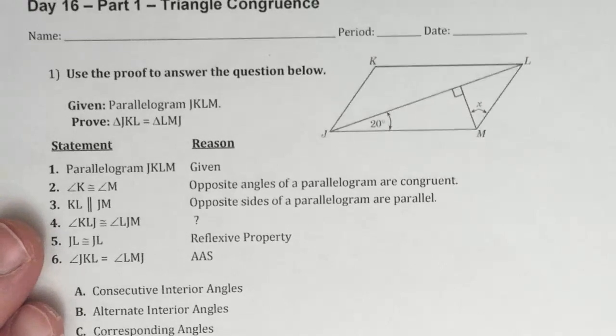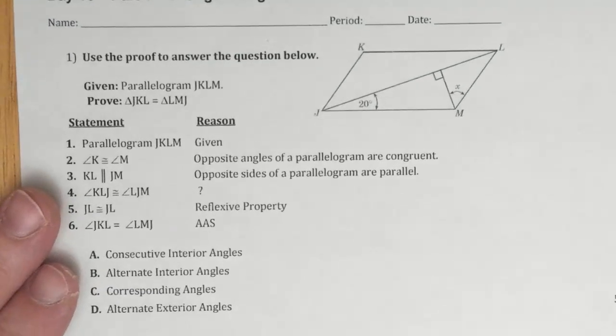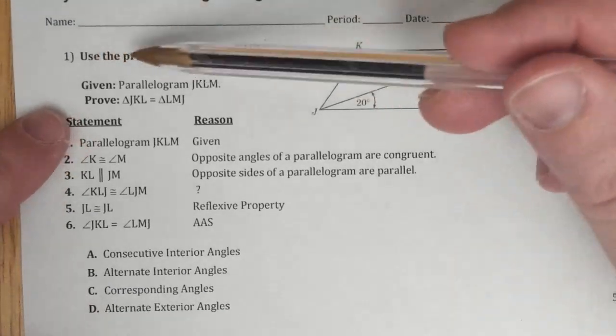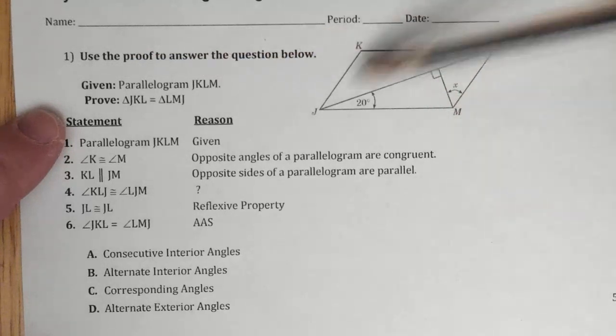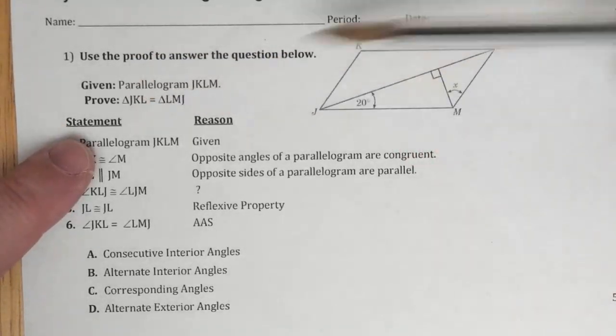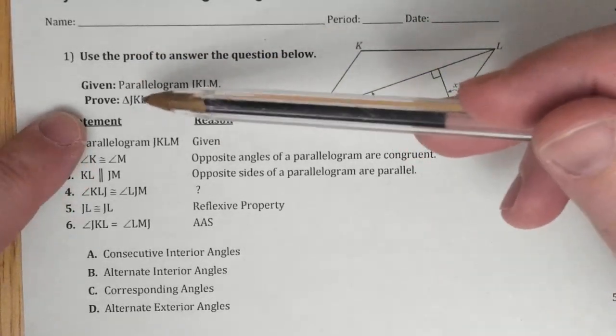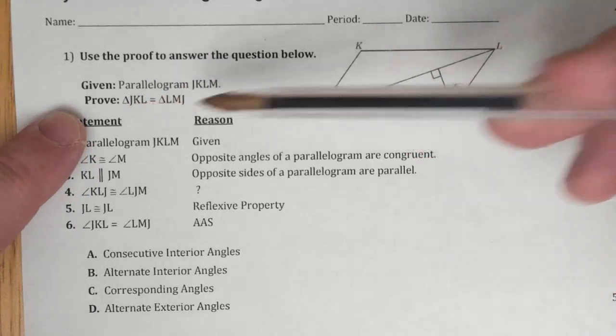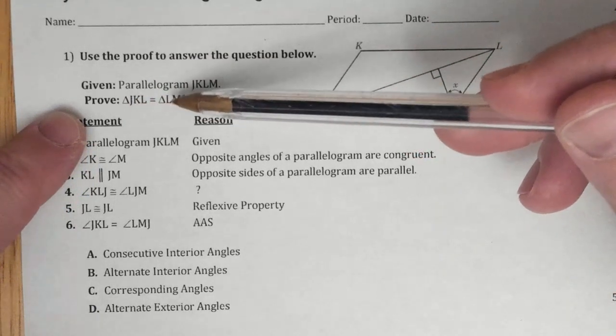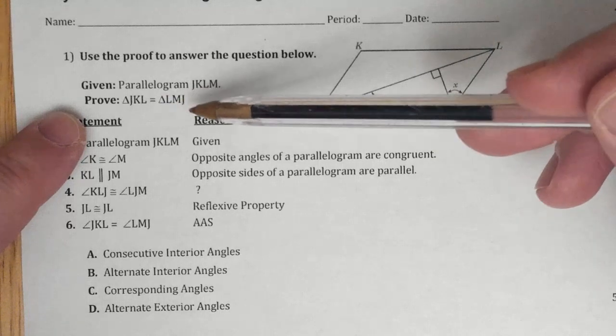All right, so number one, zoom out just a little. Boom, perfect. So use the proof to answer the question. So we have this shape right here. This is a parallelogram. Prove that triangle JKL is equal to triangle LMJ.